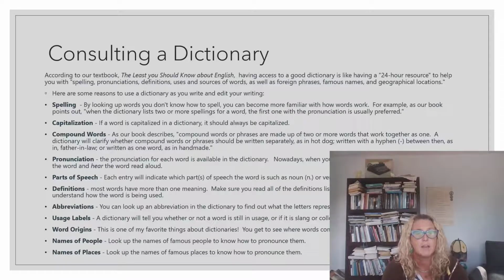You can look up how a word is used, its usage label. So it'll tell you if this is just a slang word and maybe you shouldn't use it on your resume, right? Or the origins of words.